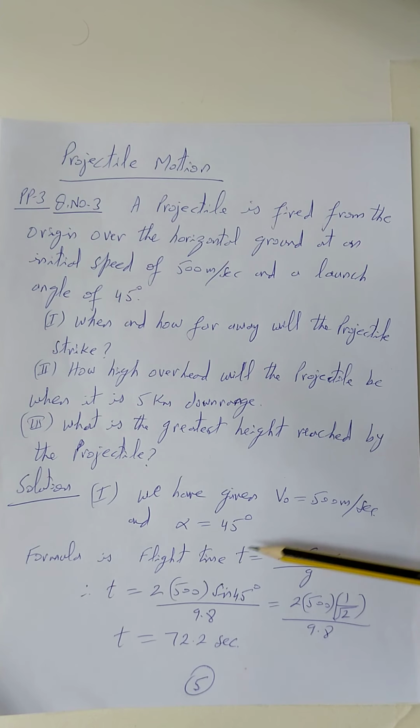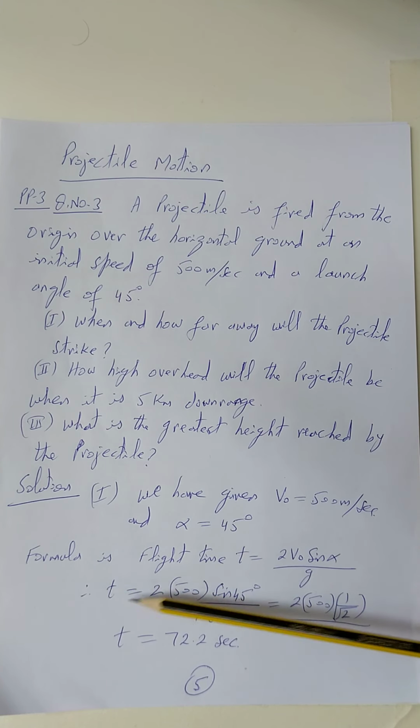Why have I given the symbols V naught and alpha? Because we will write the formula accordingly. We can also write theta or some other symbol, but whatever symbol we use in the formula, I am writing the same. The main thing is that this is your initial speed, which we denote with V naught, and this is the angle, which is 45 degrees.